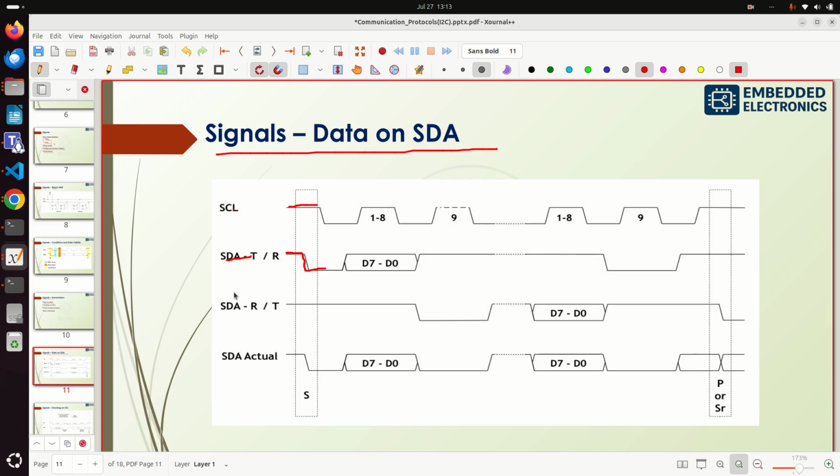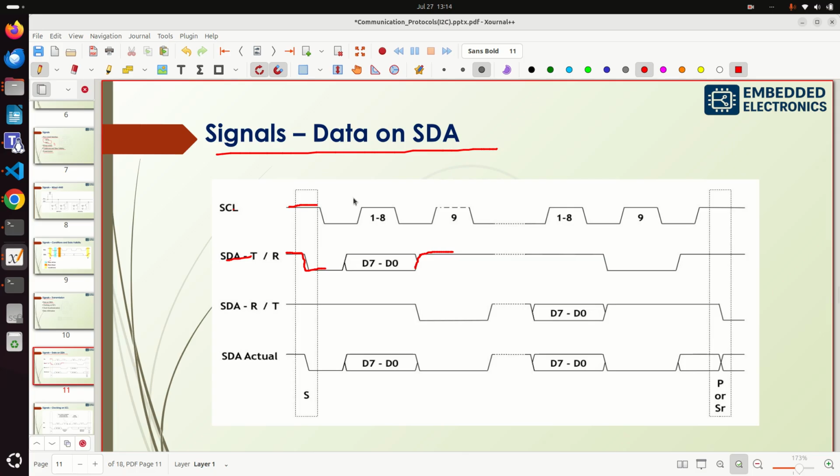For that master needs 8 clock pulses. So it is going to transmit the seconds register address. Using the first 8 clock pulses, master transmits the address of the seconds register. After it is done transmitting, it pulls the line up. So here you can see it pulls the line up, indicating that it is done transmitting.